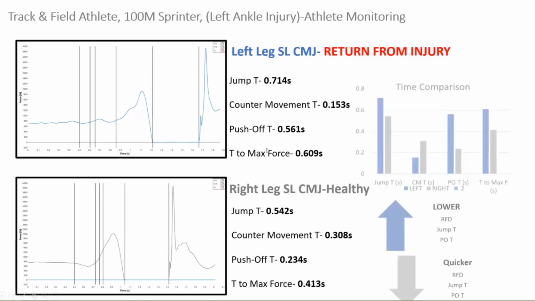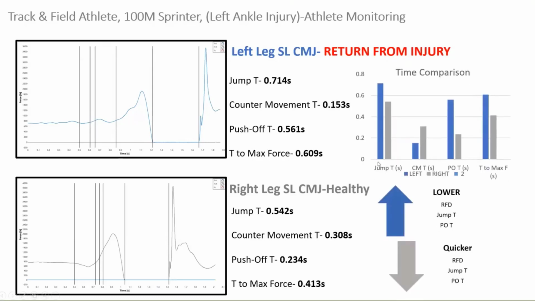Even the better picture is there, as you can see. The jump time on the left side, which is blue, is longer. The countermovement time is shorter, which means he's just kind of dipping and trying to push off, but this push off time, he doesn't have the strength, and it's significantly higher than the healthy side. And time to max force is a lot sooner than on the left side, which means lower RFD, lower jump time, lower push off time.